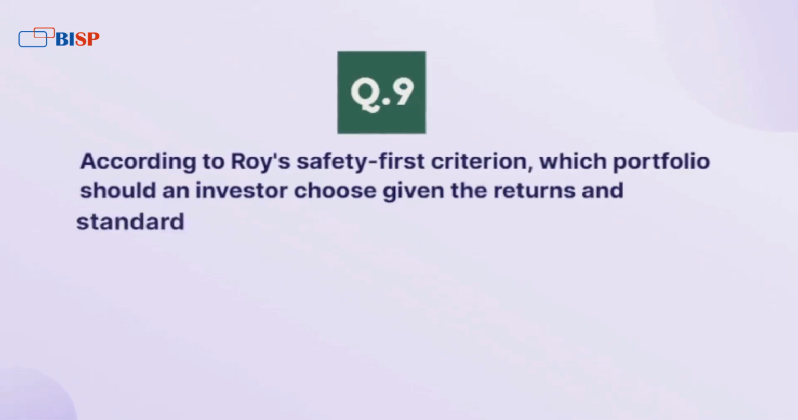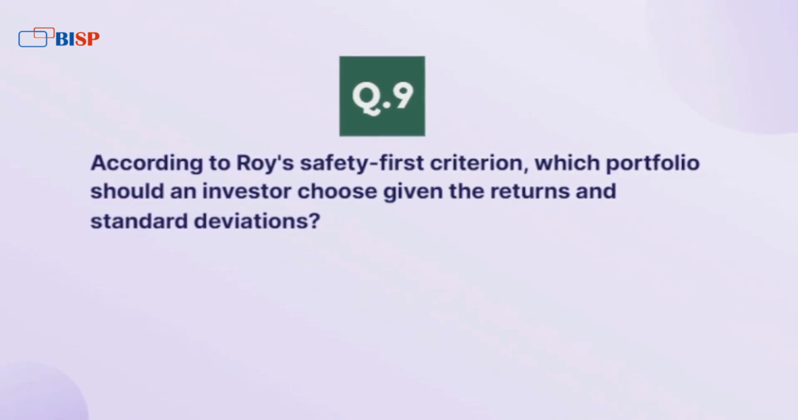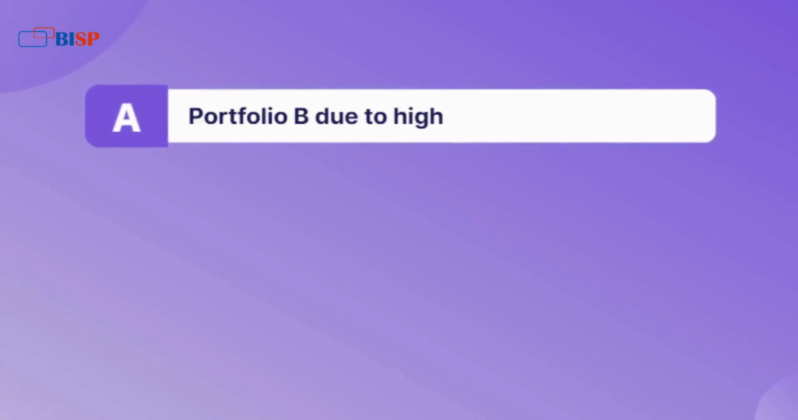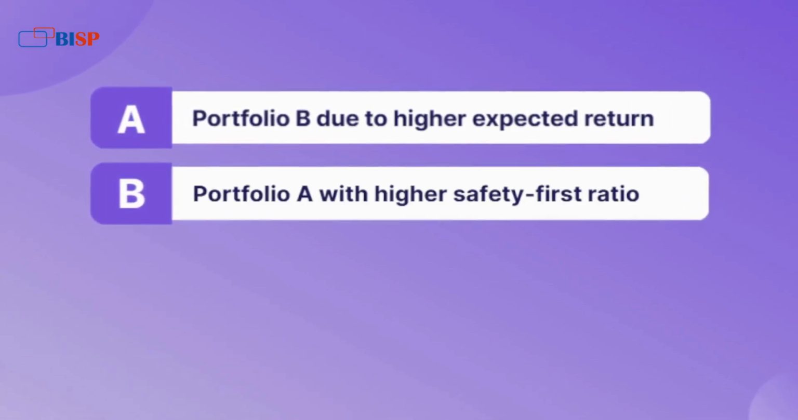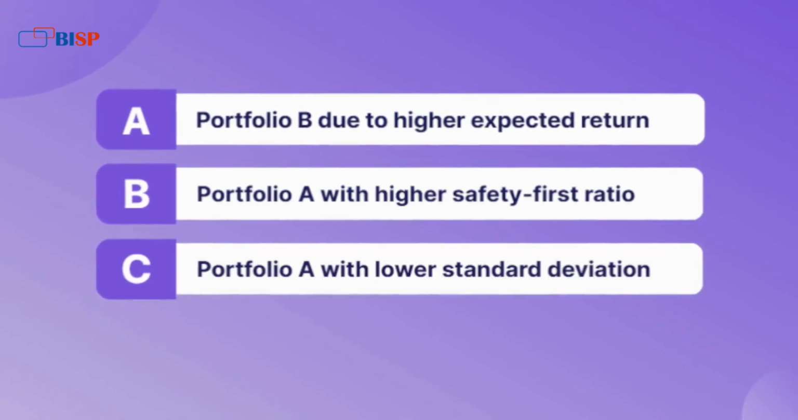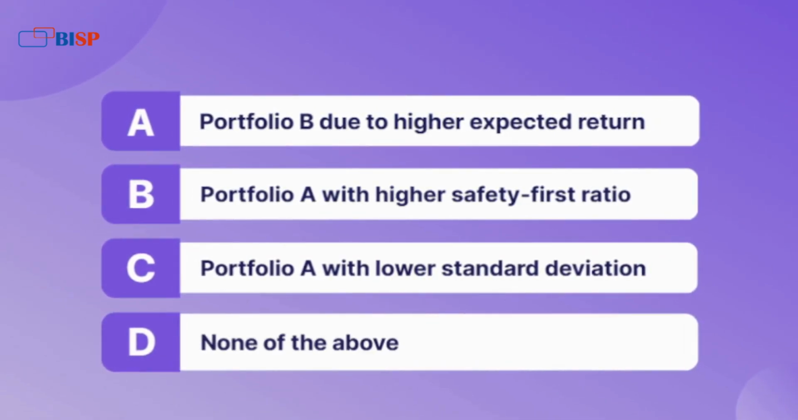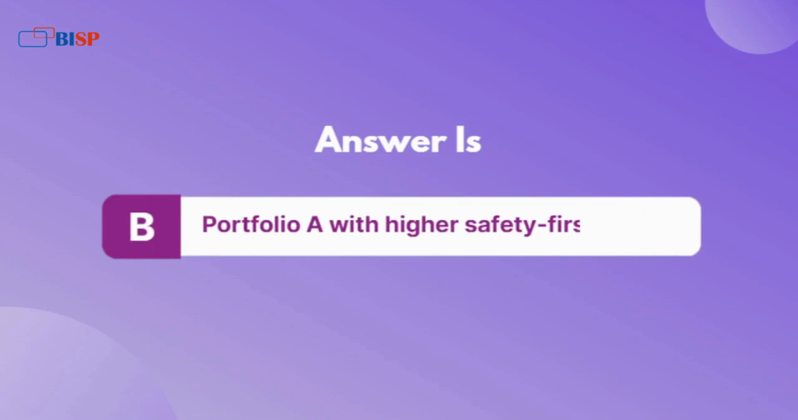According to Roy's safety first criterion, which portfolio should an investor choose given the returns and standard deviations? A. Portfolio B due to higher expected return. B. Portfolio A with higher safety first ratio. C. Portfolio A with lower standard deviation. D. None of the above. Answer is B. Portfolio A with higher safety first ratio.